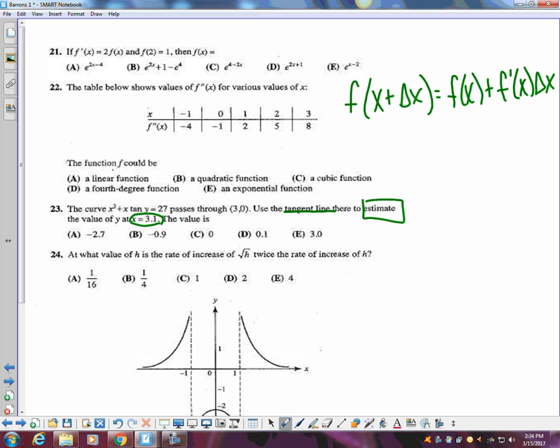Okay, so I want 3.1. Well, what's nice that's close to 3.1? Okay, so I'm going to let x be 3. What's my delta x going to be? 0.1. And remember, your delta x can be negative. Like if it was 2.9, I'd still be a 3, but my delta x would be a negative 0.1. Okay? So what I need to do is I need to find f of 3, because 3 is my x, plus f prime of 3 times, what's my delta x?